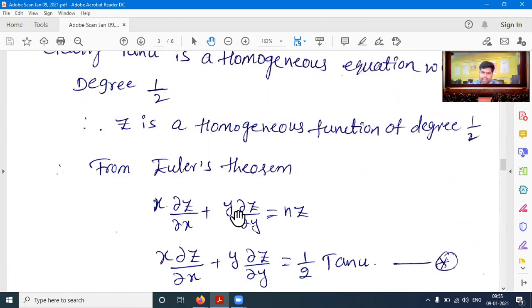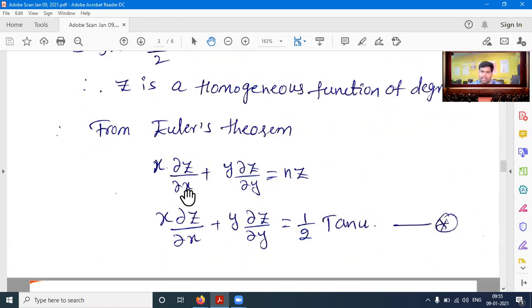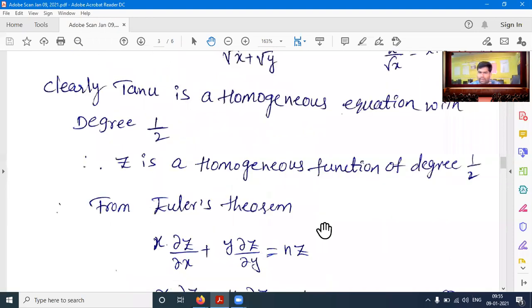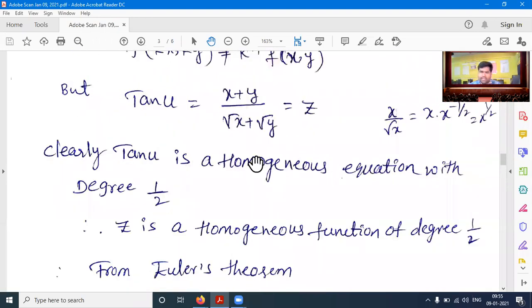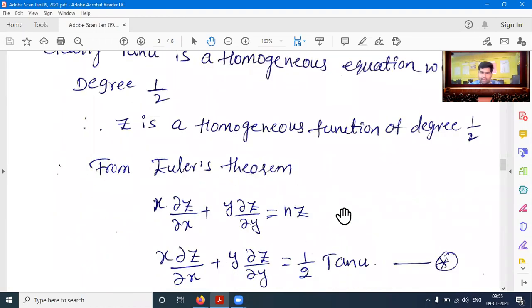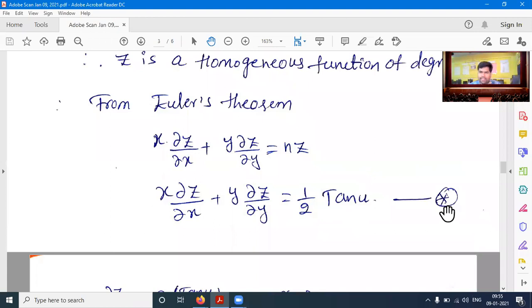From Euler's theorem, x into dou z by dou x plus y into dou z by dou y is equal to nz. So x into dou z by dou x plus y into dou z by dou y is equal to 1 by 2 into tan u, because n is 1 by 2 and z is tan u. So n z is 1 by 2 into tan u. We are taking this as equation number star.